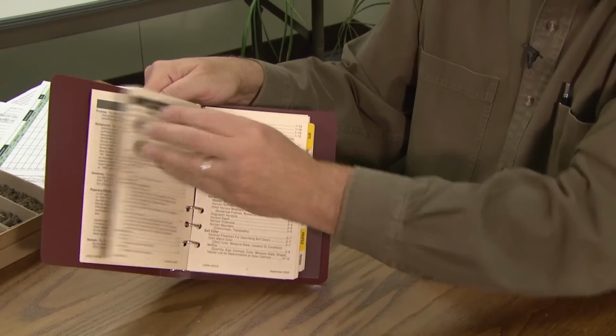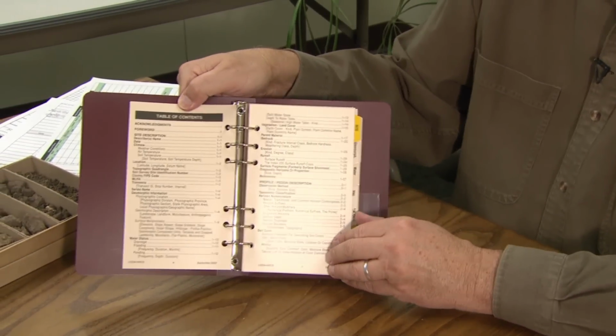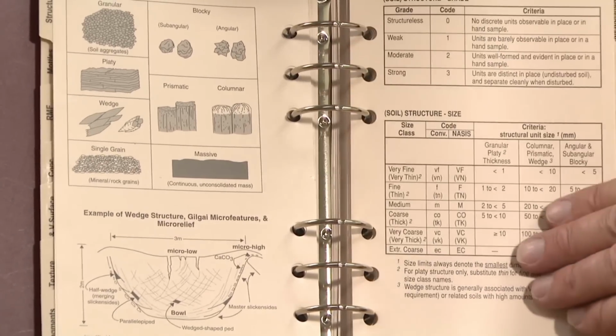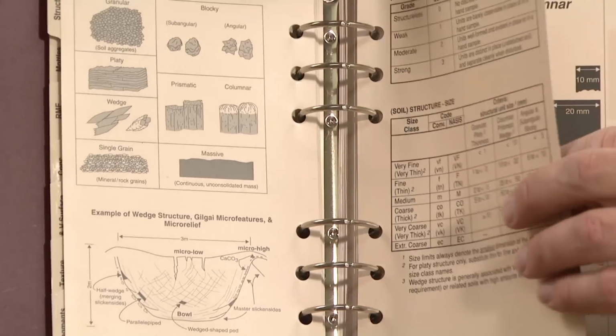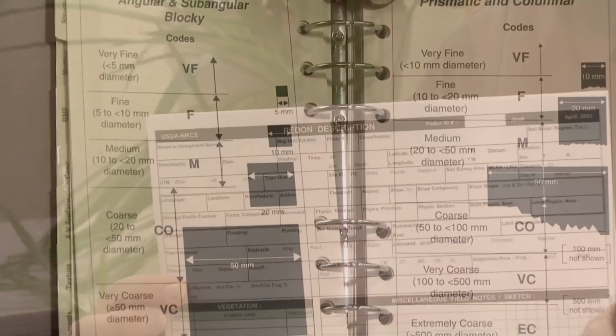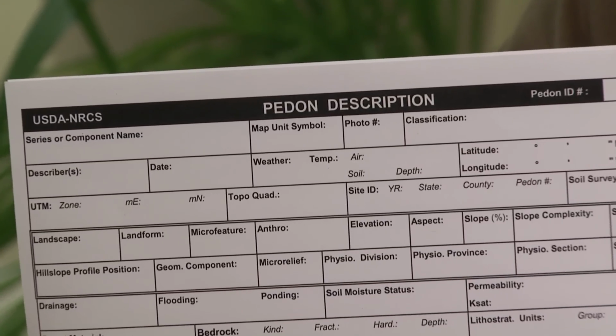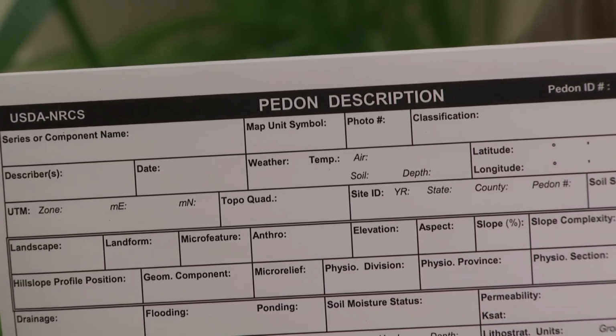Note how each section includes a brief description followed by classes, codes, abbreviations, and/or criteria as appropriate. Notice how sections and pages are numbered for reference. And finally, locate the blank example PED-ON description form and completed examples.